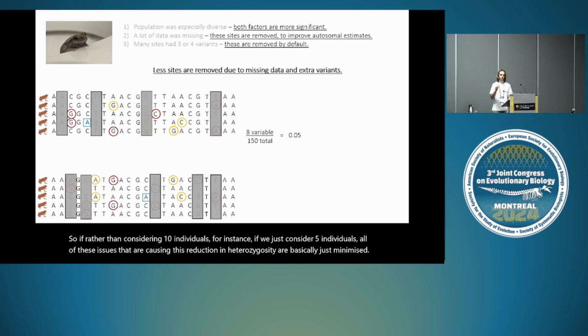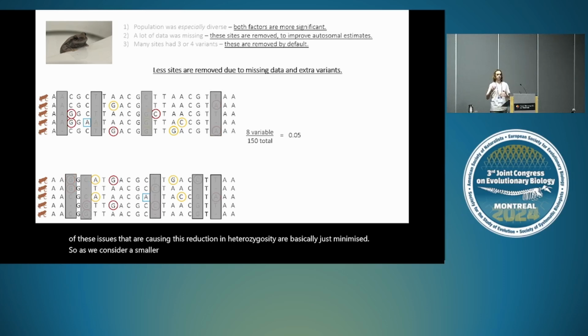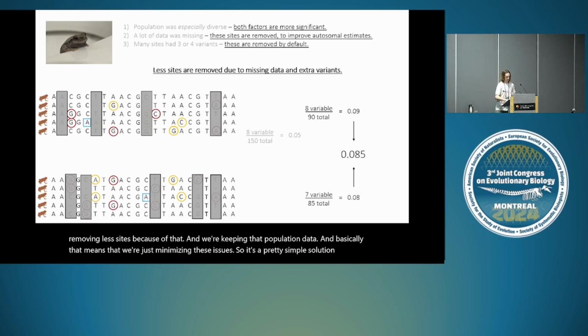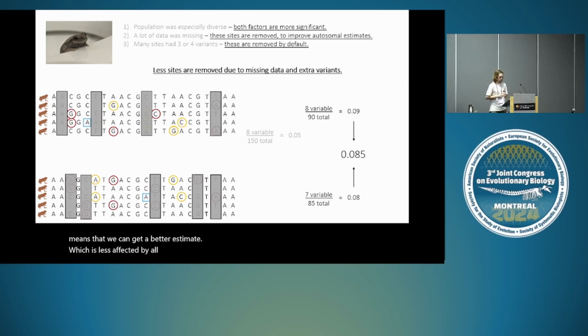As we consider a smaller subset, the chance of a missing site occurring is less because you're looking at fewer individuals, so you're removing fewer sites because of that. The chance of there being a 3rd or 4th variant at a site is also less, so you're removing fewer sites because of that, and we're keeping that population data. That means we're minimizing these issues. It's a pretty simple solution, but it means we can get a better estimate which is less affected by all of these issues.